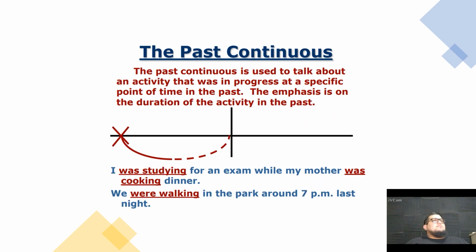The past continuous is used to talk about an activity that was in progress at a specific point of time in the past. The emphasis is on the duration of the activity in the past. For example, I was studying for an exam while my mother was cooking dinner. Basically, here the key is while. For example, we were walking in the park around 7 p.m. last night. Here the key is last night.